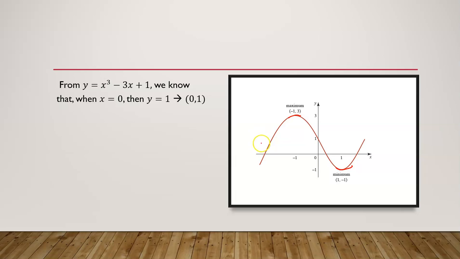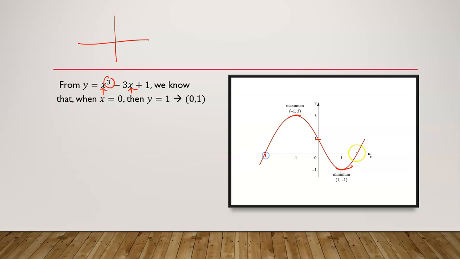If you don't want to find the x-axis intercepts, no problem, because this is a cubic. A cubic graph must have one maximum and one minimum. From here we can easily find the y-intercept as well. When x equals 0, we just substitute 0 here, and you find that y equals 1. So (0, 1) is here.